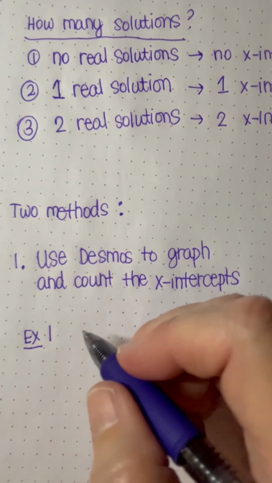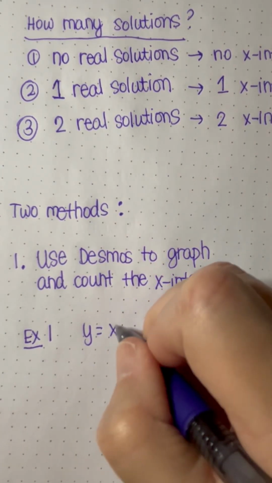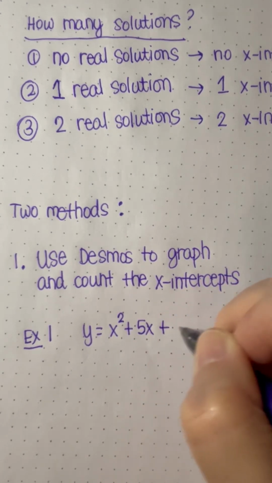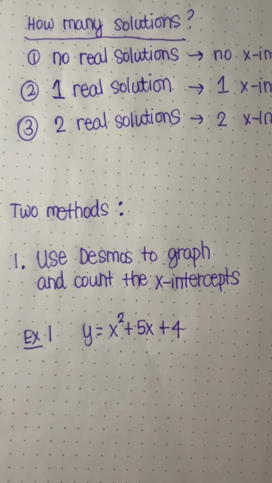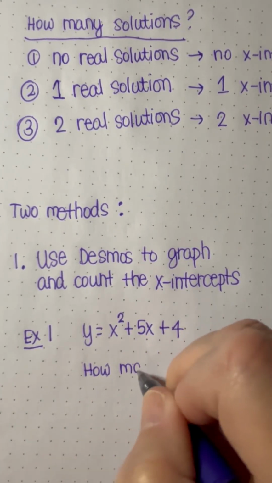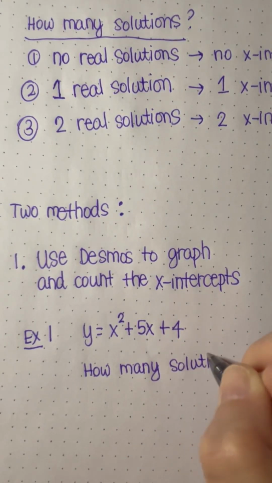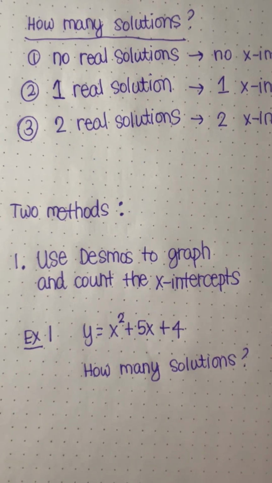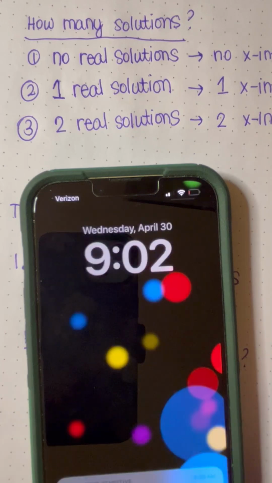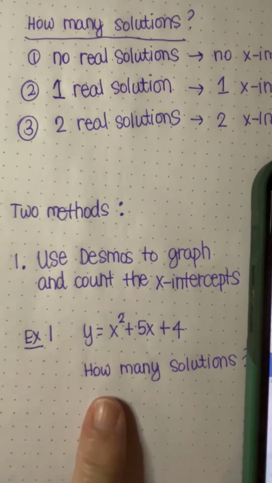All right, so here's the first one we're going to do. Example 1. y equals x squared plus 5x plus 4. So that's the equation. And the question they're going to ask you is how many solutions does that have, okay?